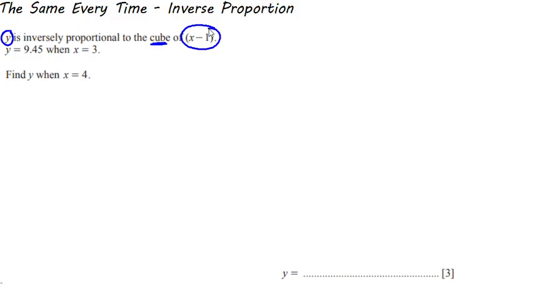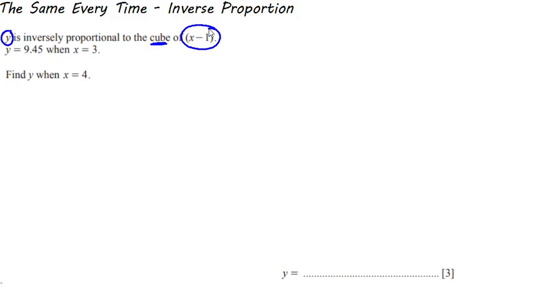This is where some people will go wrong. I've seen this too many times. Cube means power 3. So if they say cube, that means power 3. Sometimes they say cube root, which is the cube root. But when they say cube, that's power 3.